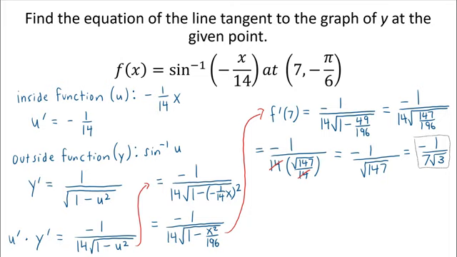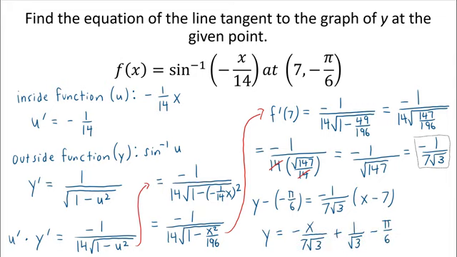Now let's use that fact to come up with the equation of our tangent line. So we'll have y minus the y coordinate, which is minus pi over 6, equals the slope of the tangent line at 7, which is negative 1 over 7 square roots of 3, times x minus our x coordinate, which is 7.